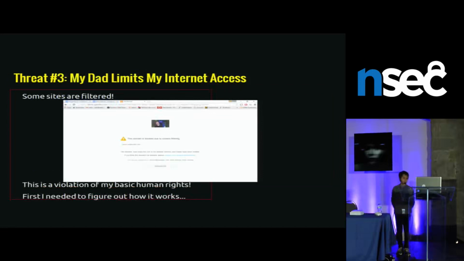So for the third threat, that my dad limits my internet access. This one took a little longer. So in my house, some sites are filtered. I try and access perfectly harmless sites like Snapchat, and I get a block page. This is obviously a violation of my basic human rights. So first, I needed to figure out how it works.